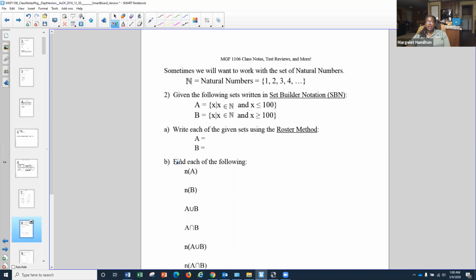Here we are looking at, sometimes we will want to work with the natural numbers. So we know our natural numbers are our starting or our counting numbers is what we call them. We start with 1, 2, 3, 4, and we go on forever, right? So here they are. You have this capital double N representing your natural numbers. And here they are listed out. And we have these 3 dots here. And these 3 dots, that's our ellipsis.